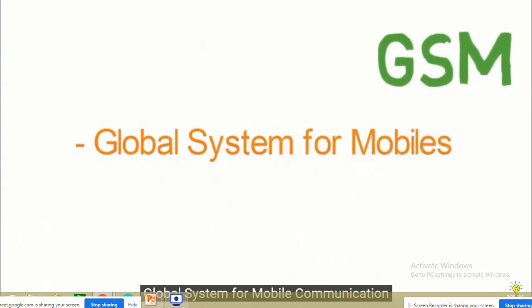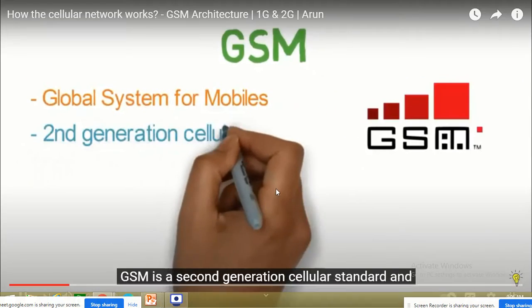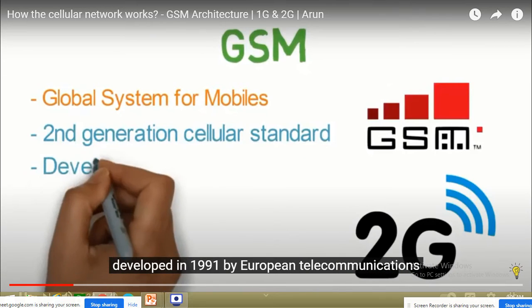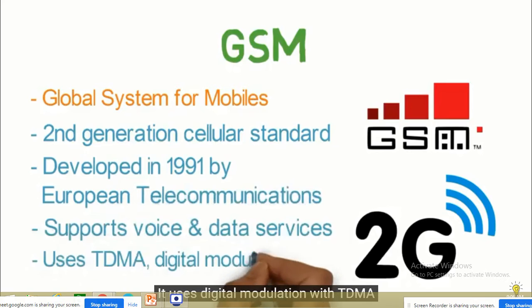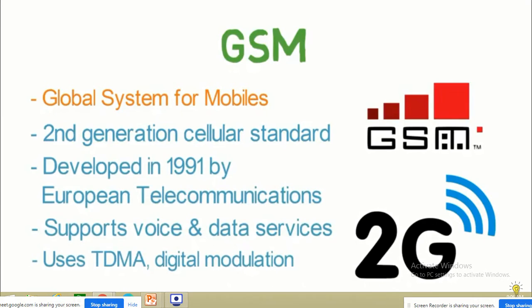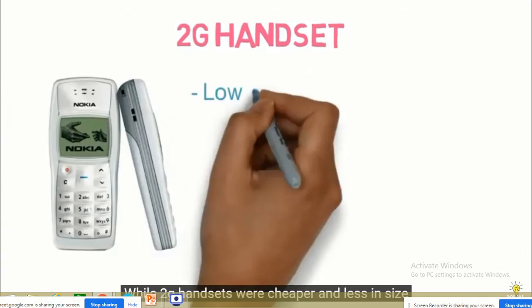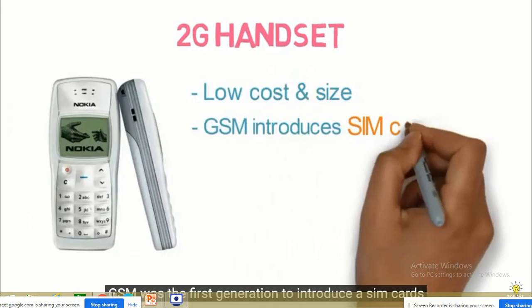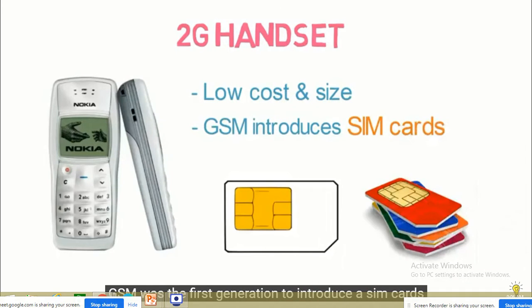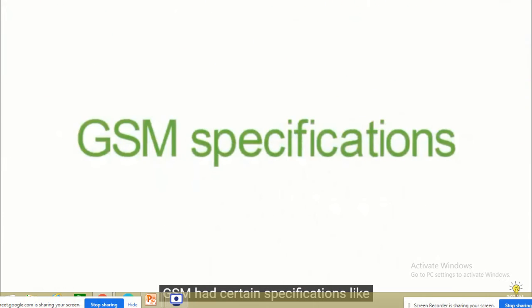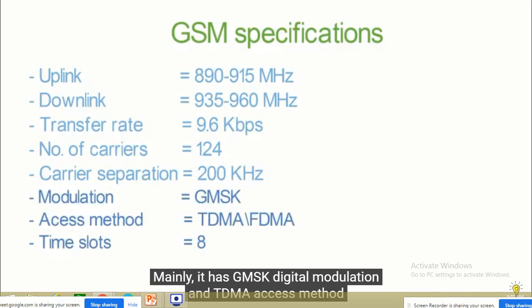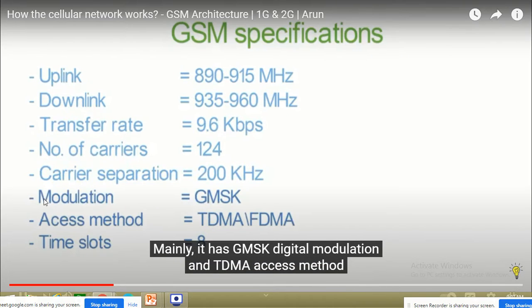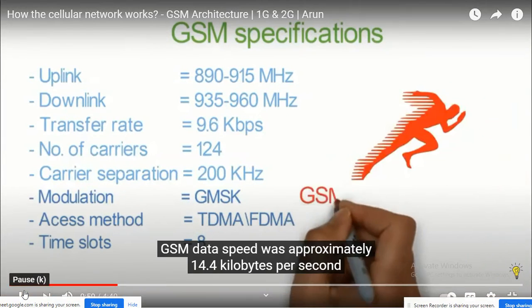The calls of 1G are replaced by GSM, Global System for Mobile Communication. GSM is a second generation cellular standard and developed in 1981 by European Telecommunications to support voice and data services. It uses digital modulation with the while 2G handsets were cheaper and less in size. GSM was the first generation to introduce SIM cards. GSM had a certain specifications like uplink, downlink, transmission, etc. to carry information. Mainly it has a GMSK, digital modulation, and PPMA access systems.